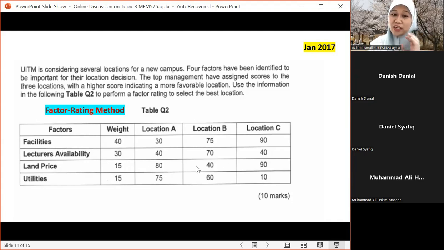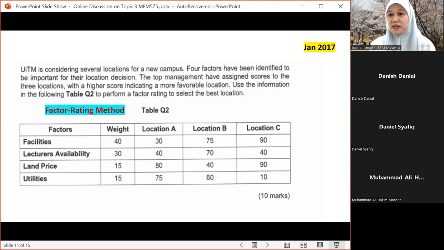And then you give a score. The weight depends. If the factor is very important, then you put a higher weight. If the factor is not important, then you can put a lower weight. So let's look at this scenario. UiTM wants to open a new campus. There are 3 locations. These are the factors that are very important when they consider.